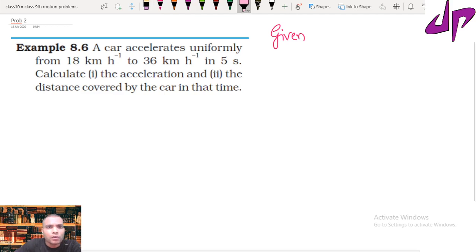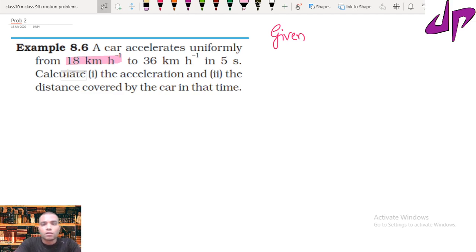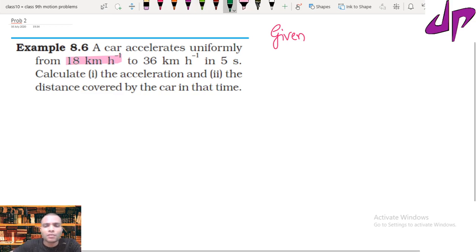First, what is this value? 18 km per hour. That 18 km per hour is the initial velocity of the car, because the car is accelerating uniformly. Initially it is at 18 km per hour, then after it is accelerating, it is increasing its speed. So the first value given, you will take as initial velocity.